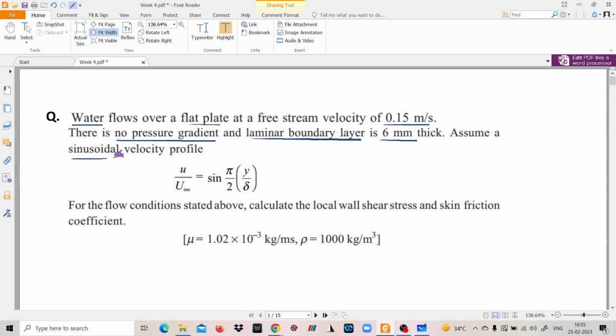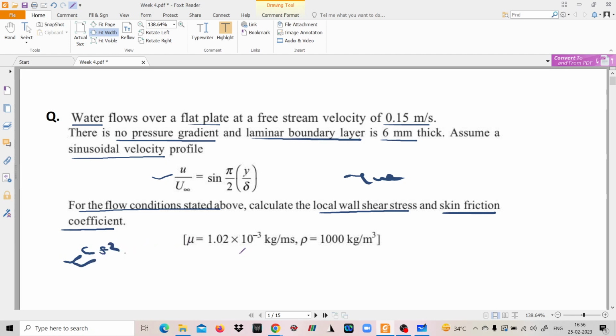You have to assume a sinusoidal velocity profile given by u by u infinity equals sine pi by 2 y by delta. For these flow conditions, you have to calculate the local wall shear stress, that is tau w, and skin friction coefficient on the plate. See, shear stress is because of friction. So on the surface of the plate, what is the skin friction coefficient, CF? That you need to calculate.